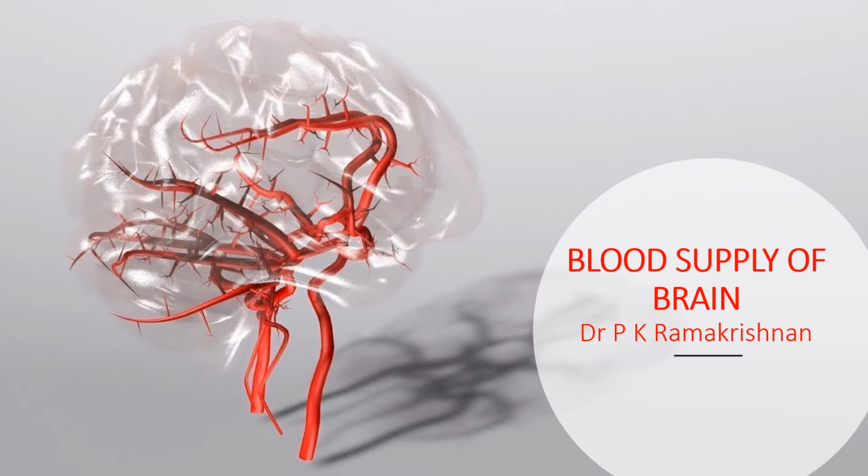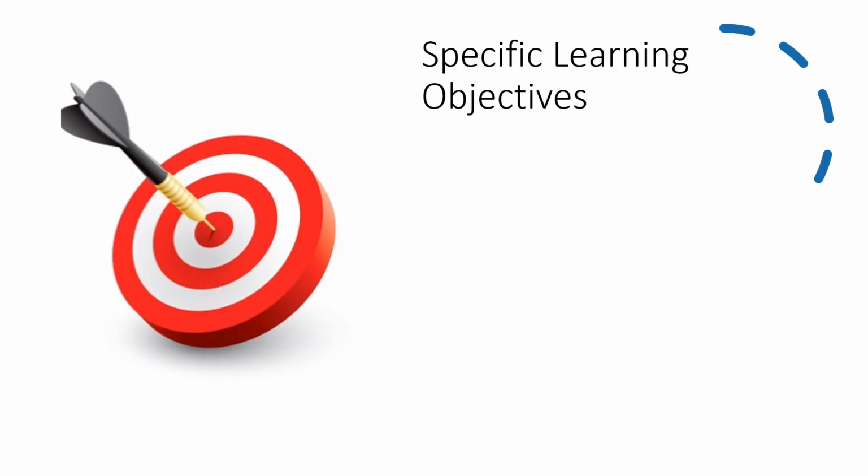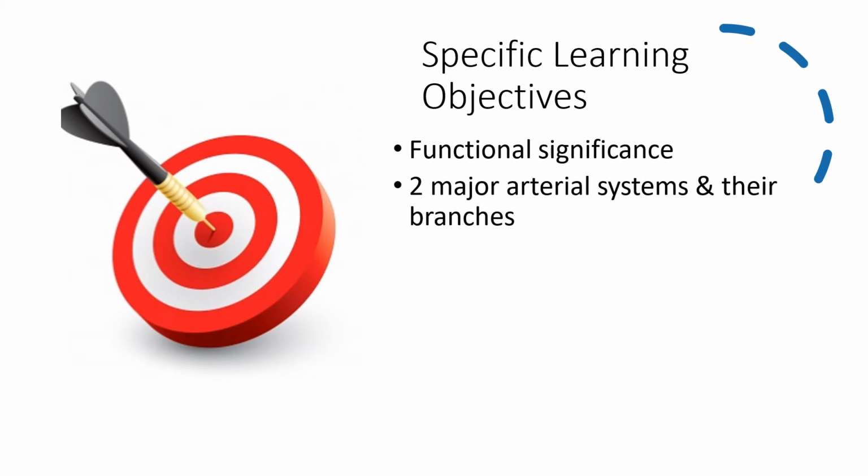In today's class, we will see about the blood supply of brain. The specific learning objectives of today's class: 1. The functional significance of blood supply of brain. 2. Then we will see the two major arterial systems and their branches.